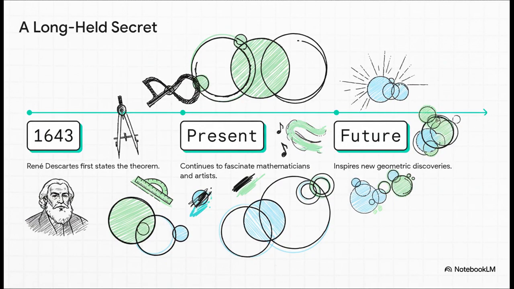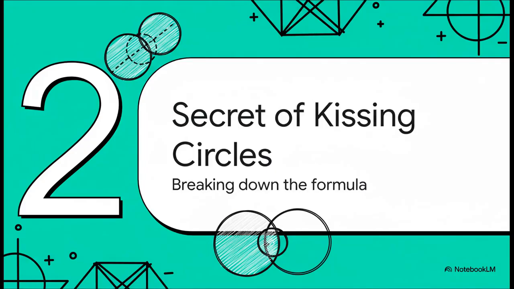And get this, the idea has been captivating people for centuries. The brilliant philosopher and mathematician René Descartes, yeah, that Descartes, he first wrote about the theorem way back in 1643. But even today, it's so elegant that it's still inspiring new discoveries in both math and art. Okay, so let's get right to the heart of it. We're going to break down that formula and finally reveal the secret of these kissing circles. And I promise you, it is way more intuitive than it looks.